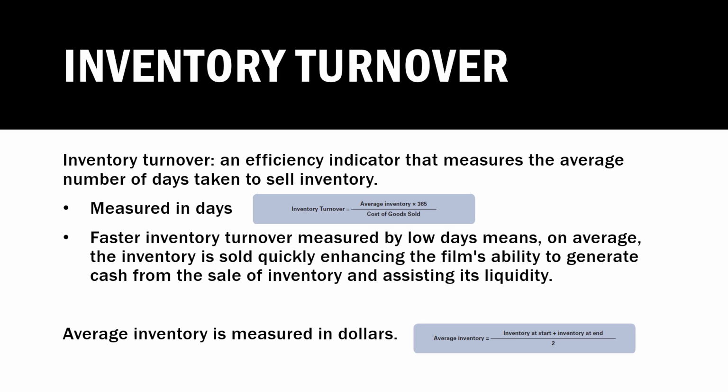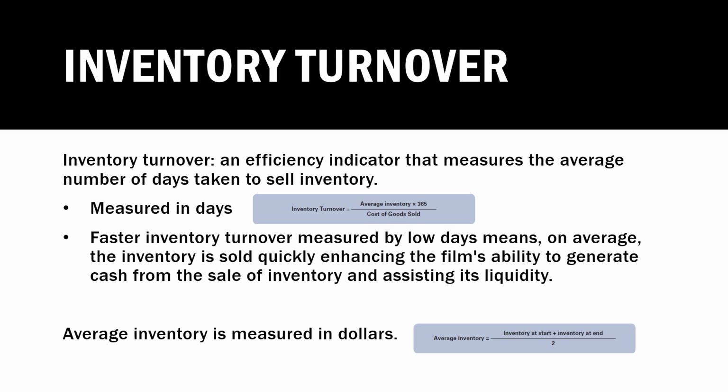Okay? So faster inventory turnover, equal to low days, means on average inventory is sold quickly, and we're able to generate cash from selling this inventory, and we're able to assist our liquidity. If the stock is sitting there for days on end, like you've got milk sitting there purchased from 10 days ago, probably not a very good thing, especially if it's not the long life milk.